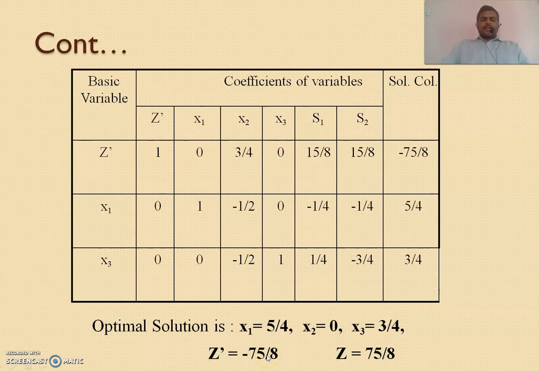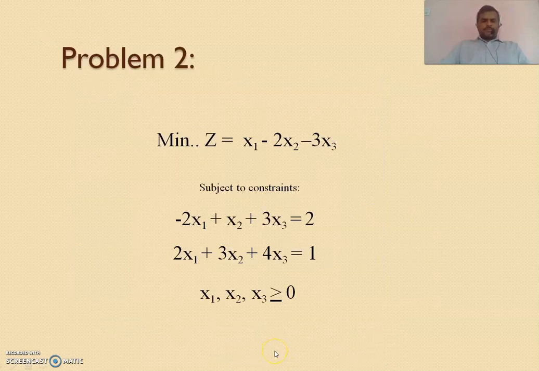That is our maximization Z max, and Z min is Z equal to 75 by 8. This is our minimum value, Z equal to 75 by 8. That is the maximum value and this is the minimum value according to our objective functions. The initial objective function was minimization and the converted objective function was maximization.